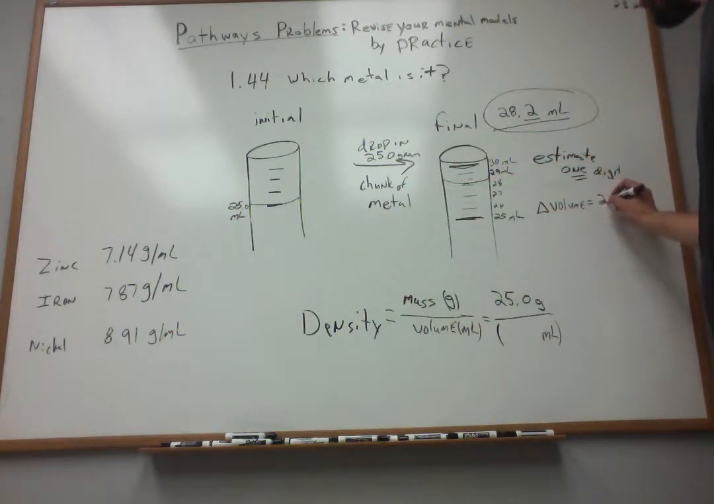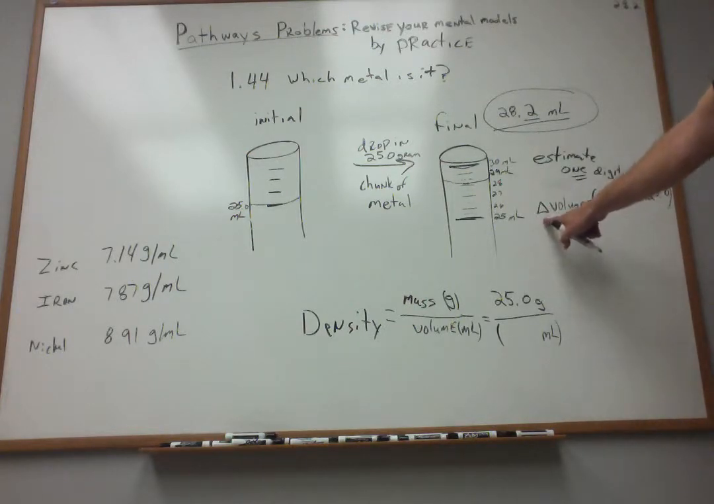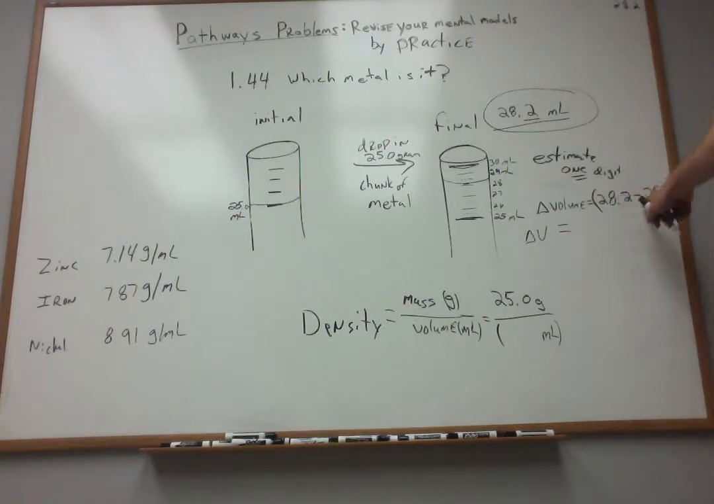Now if I want to figure out the volume of this metal that I dropped in there, I simply compute my change in volume that occurred. Now my final volume, of course, was 28.2 milliliters. That's after I dropped the chunk of metal in. And my initial volume was 25 milliliters. So to compute the delta volume, or triangle volume, we call that delta in chemistry. It denotes change. Whenever you see the triangle, we talk about change. So to compute the change in volume, I have to do a subtraction exercise. I have to take 28.2 minus 25.